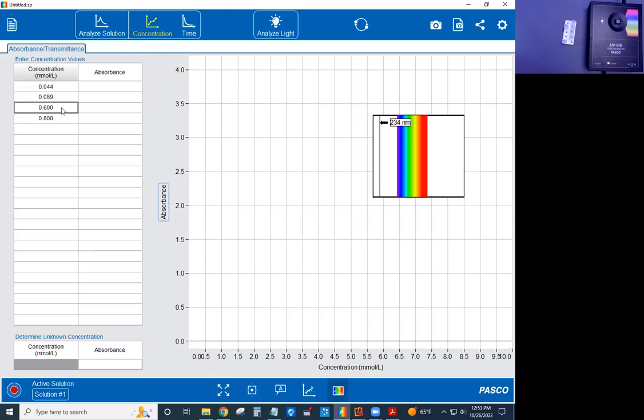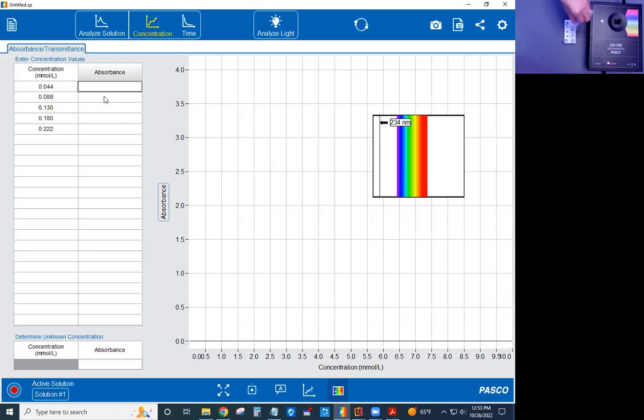I did my M1V1 equals M2V2, starting with the concentration of 2.22 millimolar in my stock. Solution C is 0.13 millimolar. Solution D is 0.18 millimolar. And solution E is 0.222 millimolar. Now, if you wanted to, you could make as many concentrations as will fit in this table, but 4 or 5 is good enough for a Beer's Law plot. So now we're ready to measure the absorbances of solutions A through E.